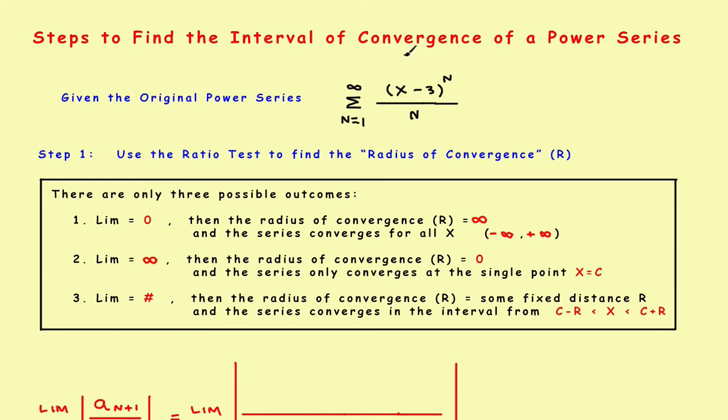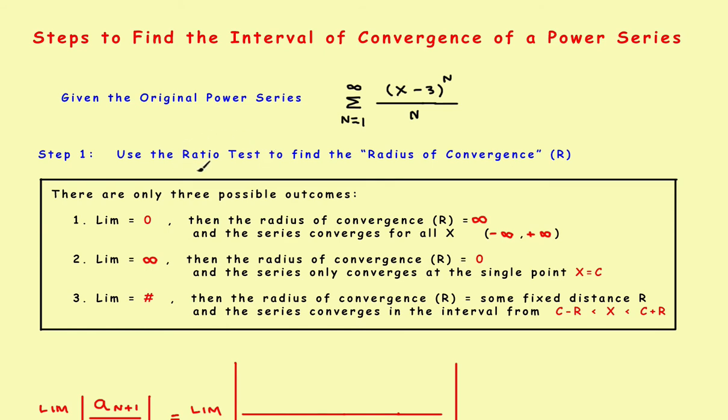Now, when you're trying to find the interval of convergence of a power series, what you're really asking is this: for some values of x, the series will converge, and for other values of x, the series will diverge. So you'd like to know in what intervals you get values of x that make the series converge. And as we saw in the first two videos, the primary tool for doing this is the ratio test, and we'll use the ratio test to find the radius of convergence.